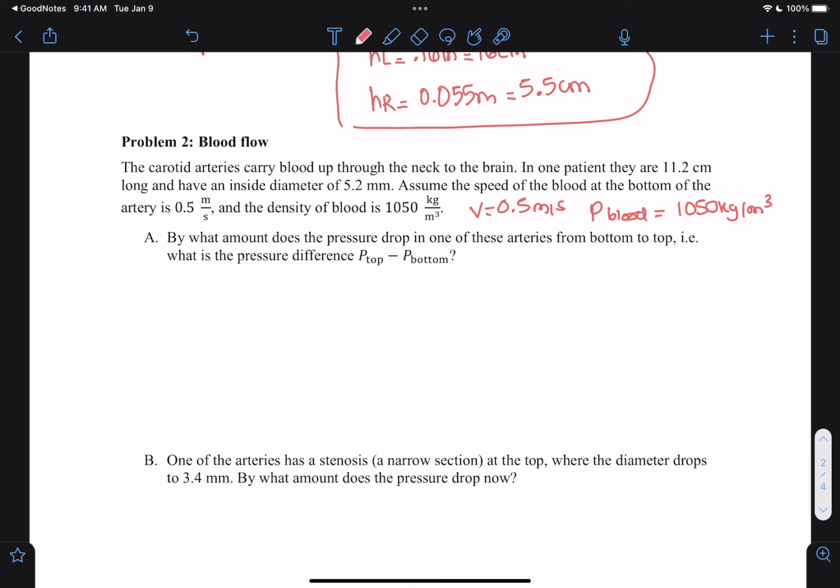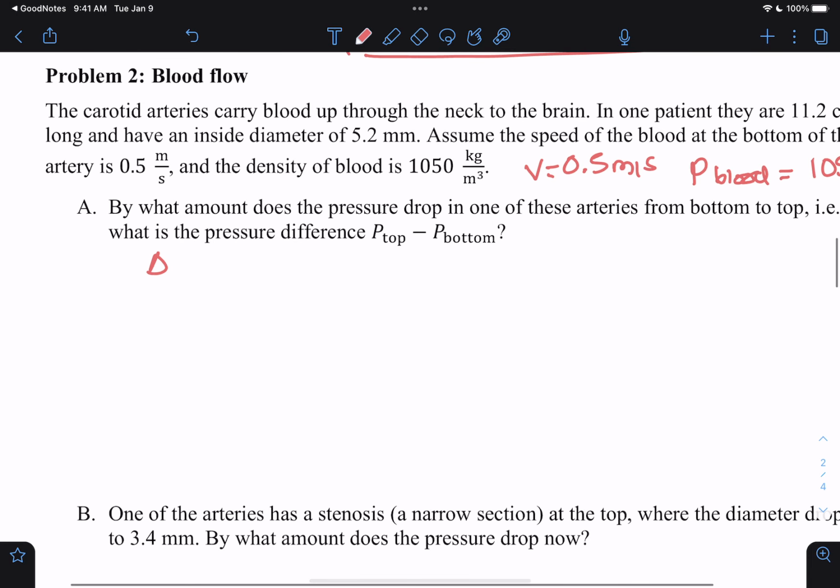Now for part A, they're asking by what amount does the pressure drop in one of these arteries from bottom to top? So what is the pressure difference from top to bottom, P top minus P bottom? If we wanted P top minus P bottom, that would essentially be delta P, the difference between the top pressure and the bottom pressure.